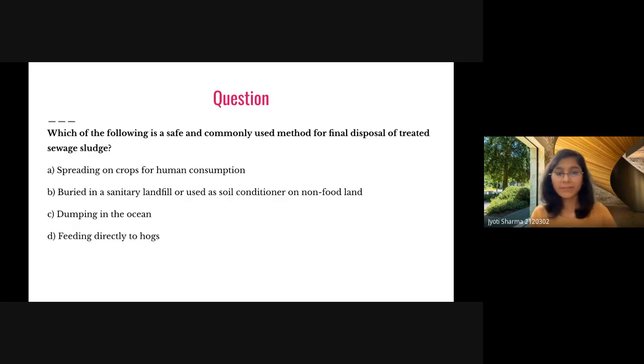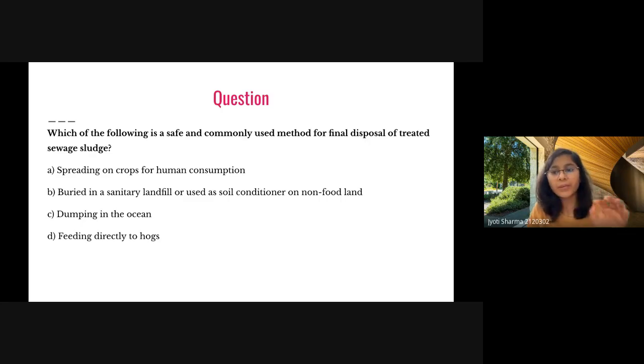Okay, so everyone is giving me B. Yes, B is the right answer, because directly we can't use it on crops, but we can use it on some soil that is non-food land area, right? We can use it there. We can't dump it in the ocean.